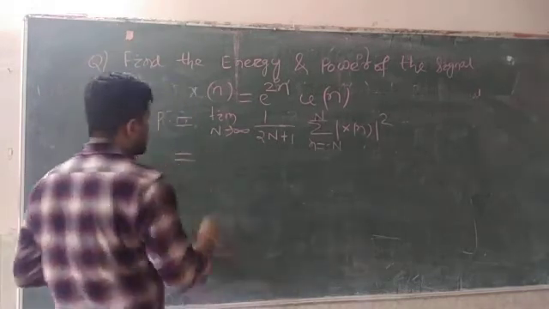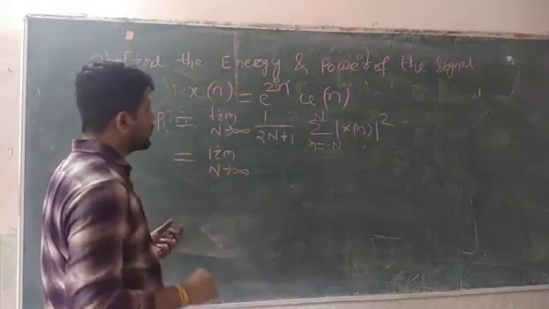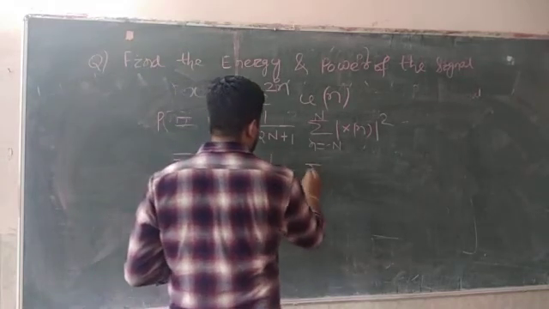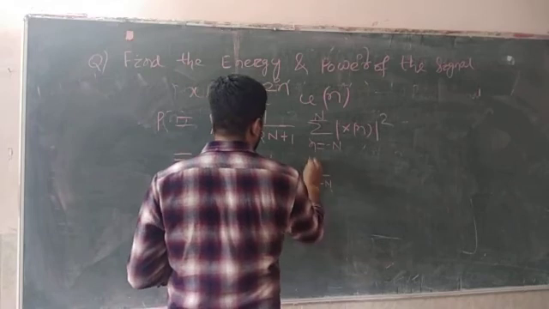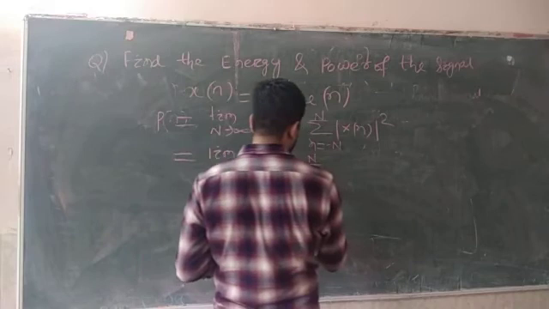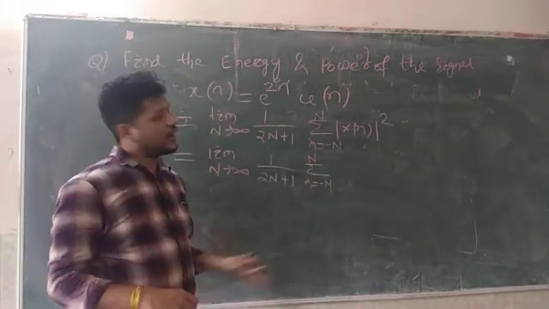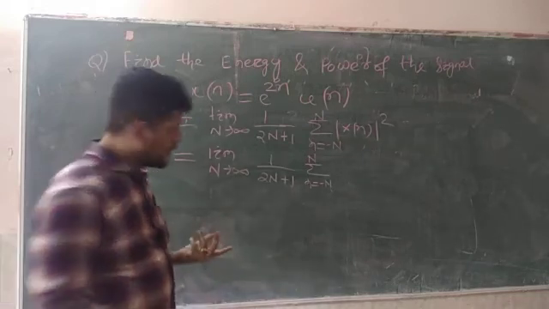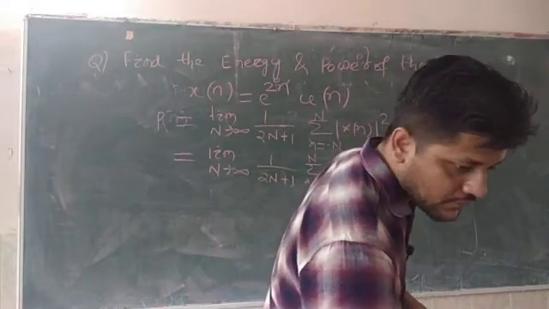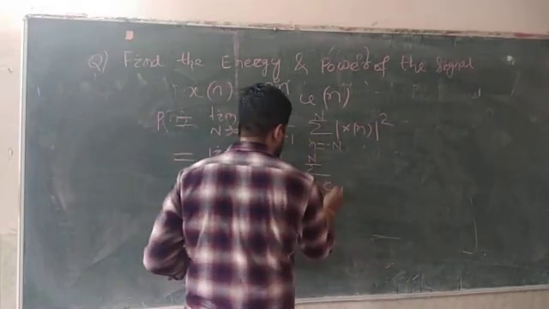So this becomes limit n tends to infinity 1 by 2n plus 1 summation of n equal to minus n to n. Here again I have to consider only from 0 to n, I don't have to consider minus n to n, because for negative values of n this becomes 0. Hence the limit becomes 0 to n.